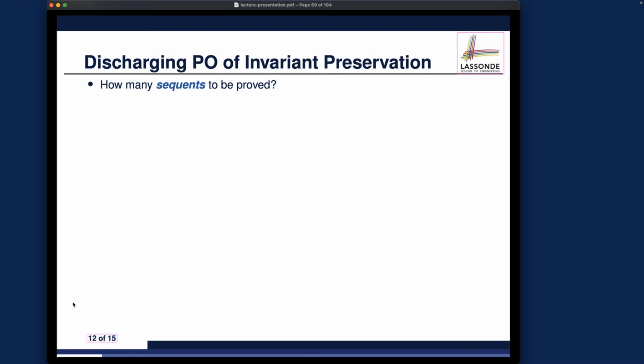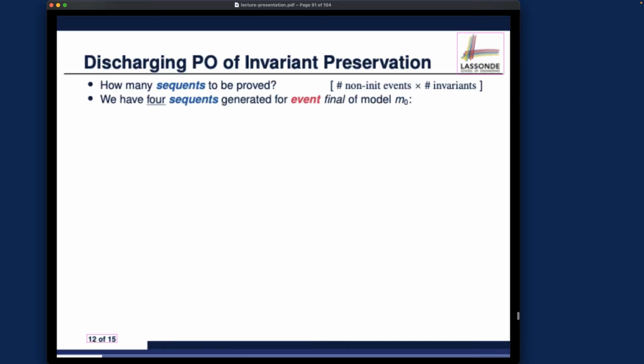All right, normal question, how many sequents are to be proved? It really depends on how many ordinary or non-init events we have multiplied by how many invariant conditions we have. In this case, we have only one non-init event, which is the final event, just one. How many invariants do we have? We still have 4. So 1 times 4. So we got 4 invariants to consider. This formula is really consistent with what we covered earlier in the bridge controller example. So we have 4 sequents generated for invariant preservation.